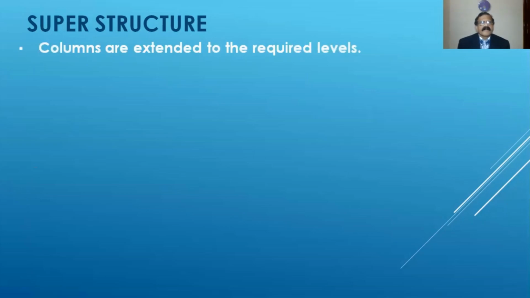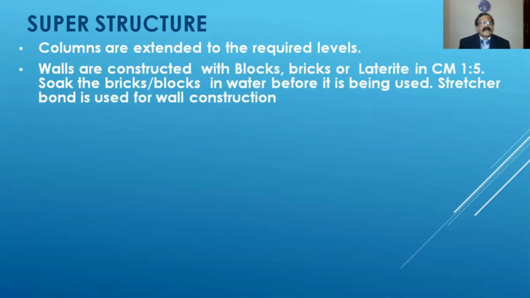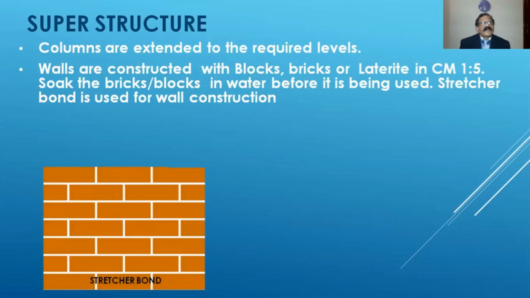Now we'll come to the superstructure. All the columns are extended to the required levels. Superstructure is the structure above the ground level. Then walls are constructed with blocks, bricks, or laterite in cement mortar 1:5. Always soak or put the blocks in water before they are used. Stretcher bond is used for wall construction.